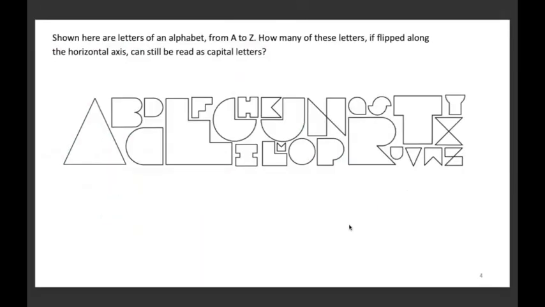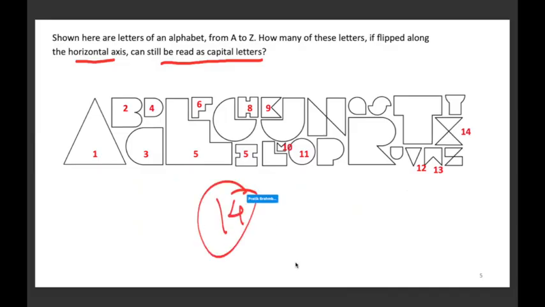Shown here are letters of an alphabet from A to Z. We're given here a particular font style where the letters of the alphabet are written from A to Z. How many of these letters, if flipped along the horizontal axis, can still be read as capital letters? Okay. So these are all the 14 letters. When you flip them along the horizontal axis, they will still be read as capital letters.